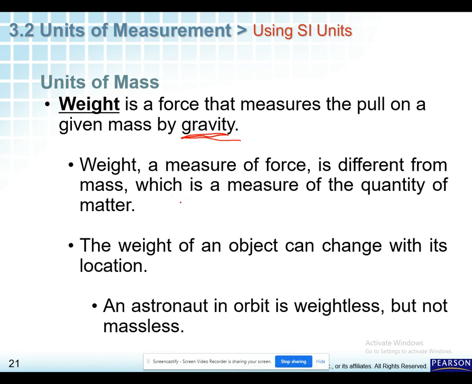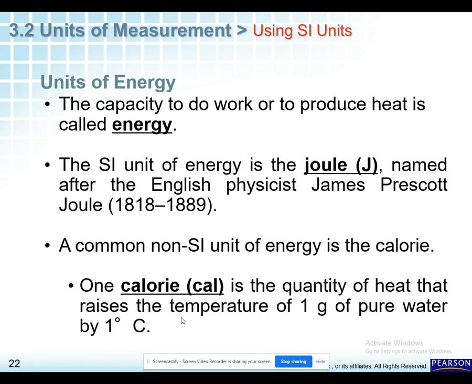Another way that weight and mass are different is that weight can change with its location. If you were to move from Earth to the moon, you would become weightless. But you didn't change up the mass you have. So hopefully you remember that from integrated science.